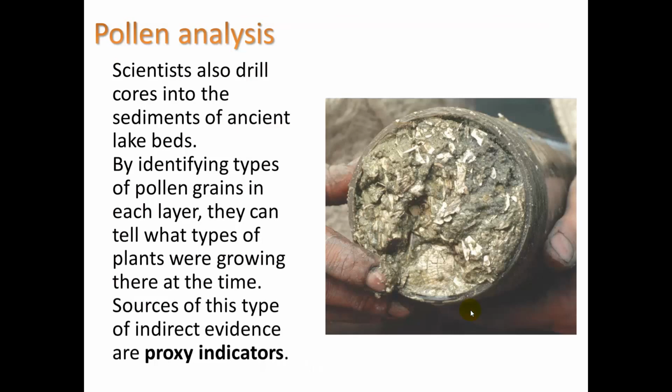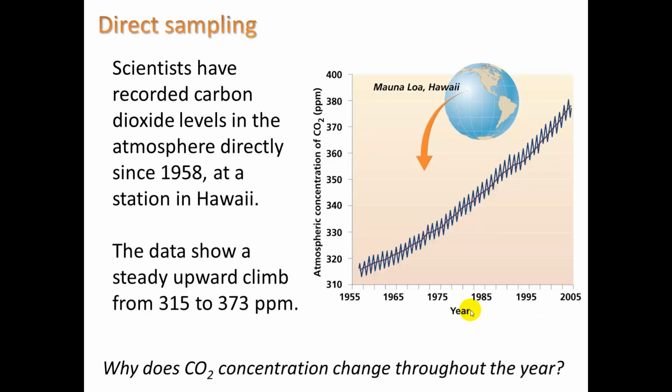We can also do analysis on pollen. You don't have to know the details there, but they can give us an idea of what kind of vegetation was growing there. And that gives us some indirect evidence for the amount of CO2 in the atmosphere. These are called proxy indicators. They give us approximate values. And of course, direct sampling, like we already talked about. And that's only been done since 1958.